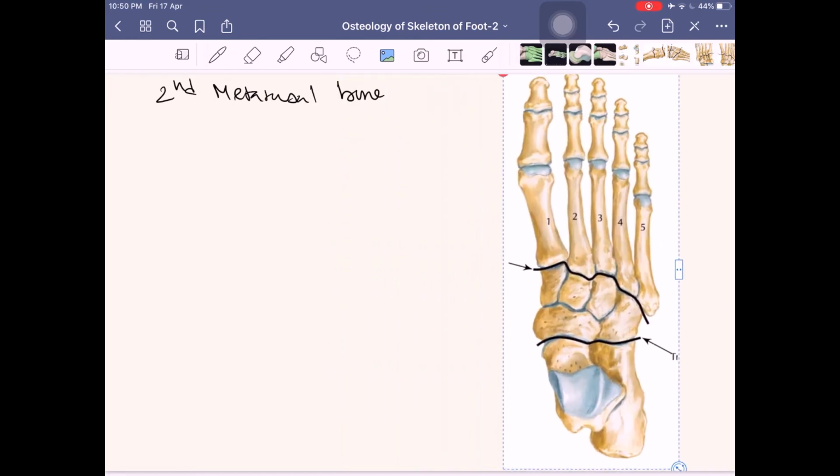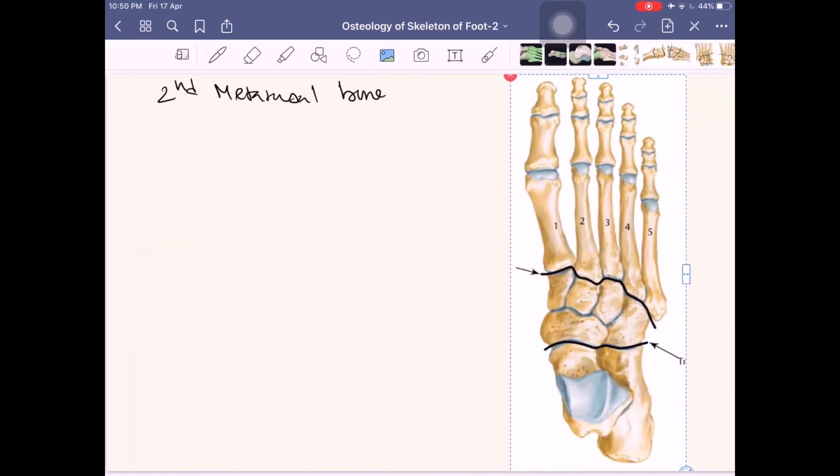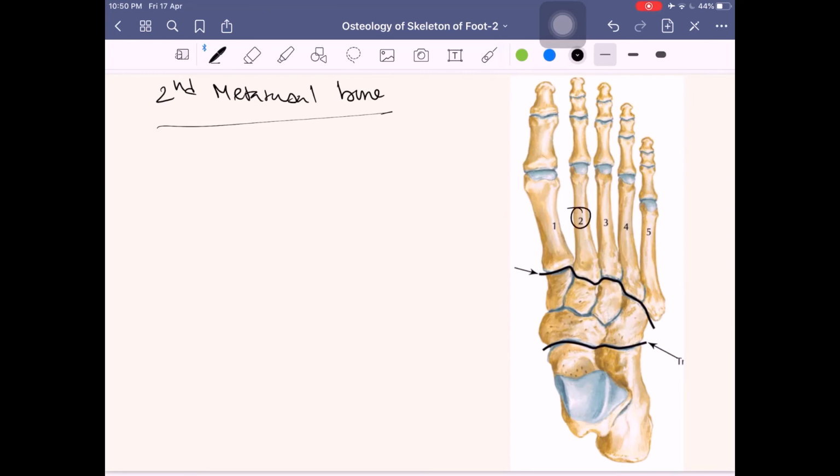So next, if you look at the second metatarsal, this one is considered the longest metatarsal. Strongest is your first, and this is your longest metatarsal.